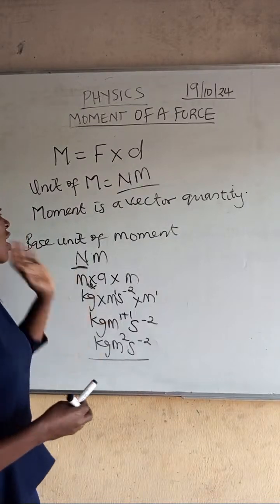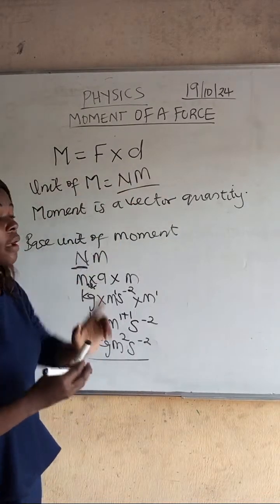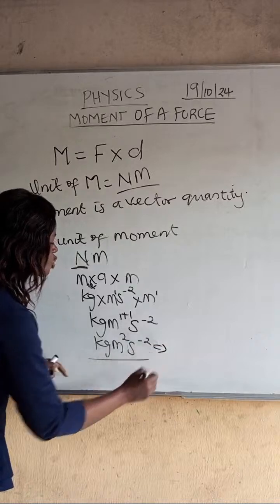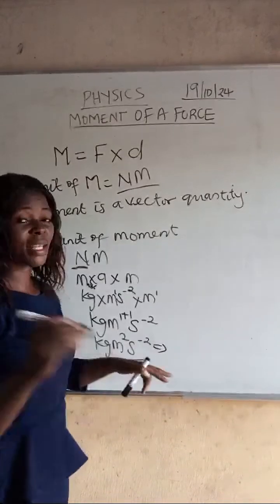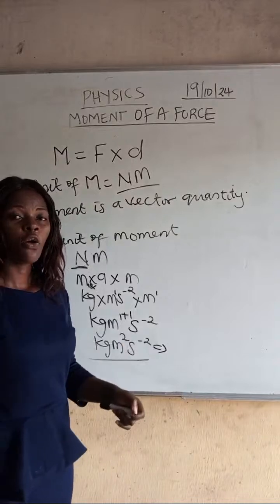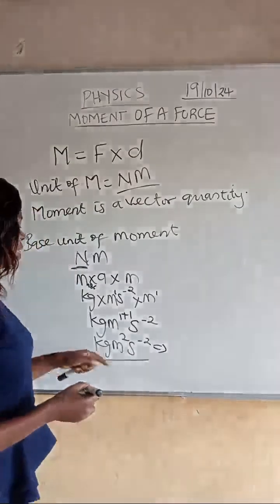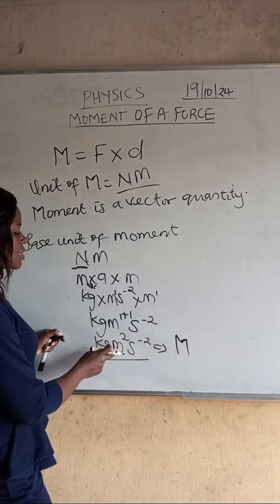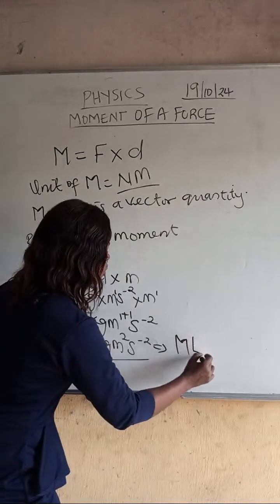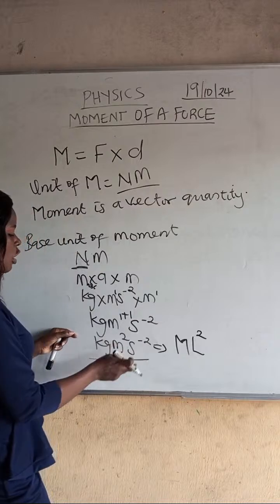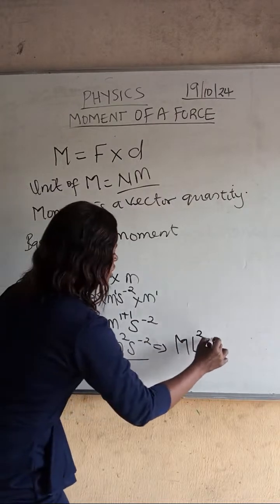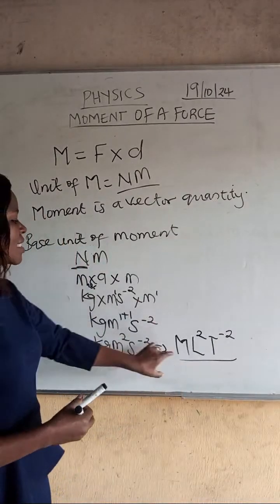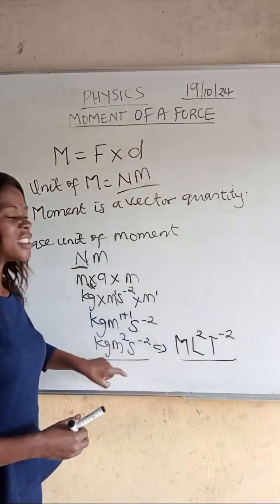But that does not mean that we cannot still use the unit of moment as Newton meter. If you know this, it will give you an edge to be able to denote the dimension of moment, in case you are asked what the dimension of moment is. We already know that this is mass, so we just write capital M. This is length, so we write capital L and put square on top. Then this is seconds, which is for time, so we write capital T to the power minus 2. This is the dimension of moment.